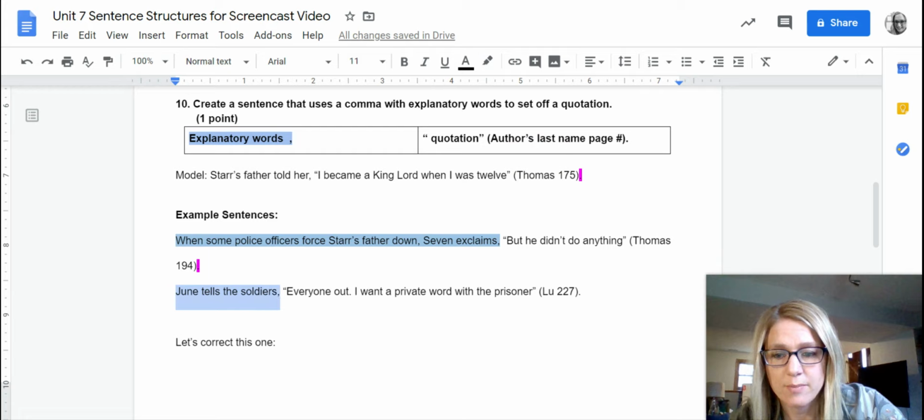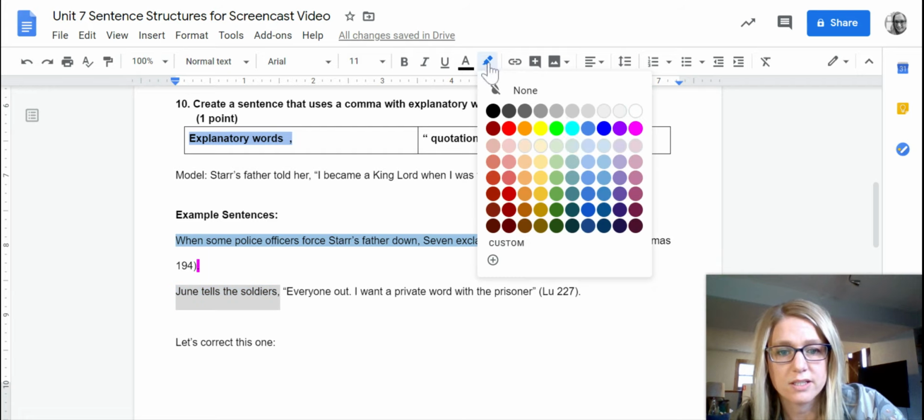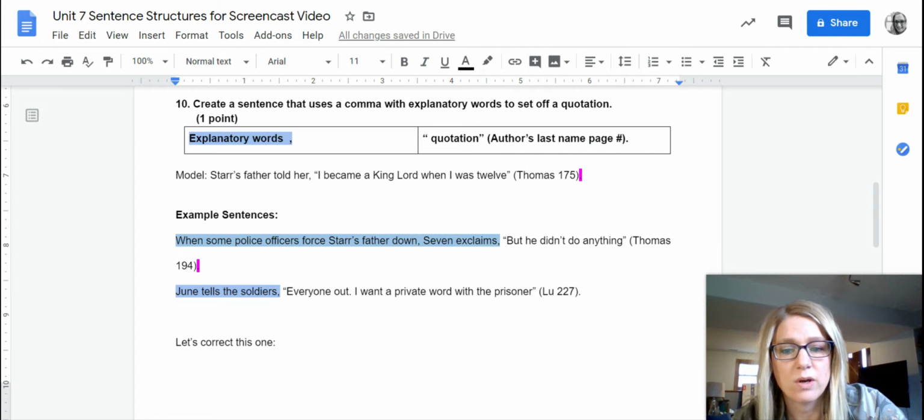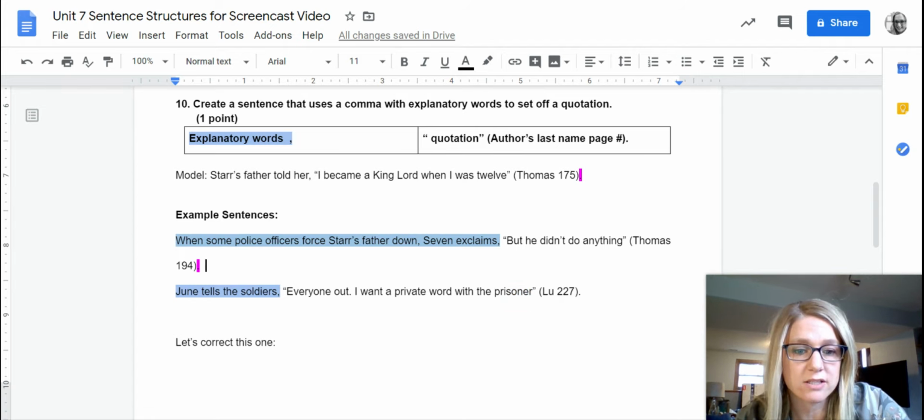Here is another good example. June tells the soldiers, explanatory words, comma, "Everyone wants out. I want a private word with the prisoner." Notice no punctuation before the parenthetical, because it's neither a question mark nor an exclamation mark. And then the period at the end of this sentence.